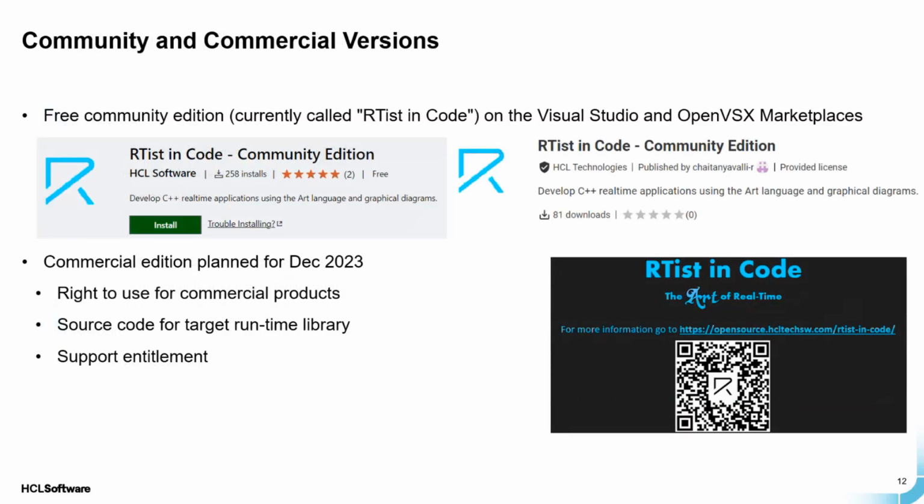So there are a community edition and a commercial edition, like I mentioned. These screenshots are a bit old now, because I think tomorrow the new version will be available with the new name, Code RealTime. And you can choose if you want to go to the Visual Studio Marketplace or the OpenVSX Marketplace, depending on if you use Visual Studio Code or Eclipse, to download it. And with the commercial edition that you all are entitled to, you can use this for commercial purposes. You will have the source code for the target RTS, and you are entitled to support, just like for Model RealTime.